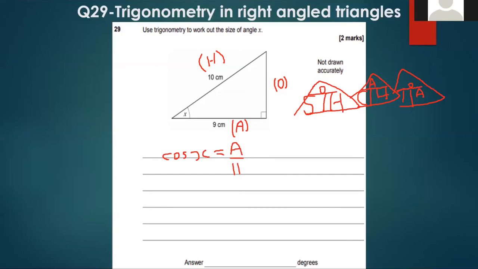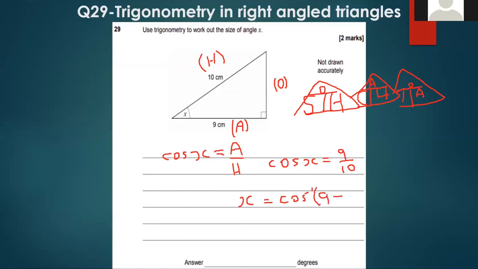So cos x, guys, is equal to 9 divided by 10. Okay, so cos of my angle is 9 over 10. Therefore, to work out the angle from cos, I've got to do the inverse trig. So x is going to be equal to cos inverse of 9 over 10.